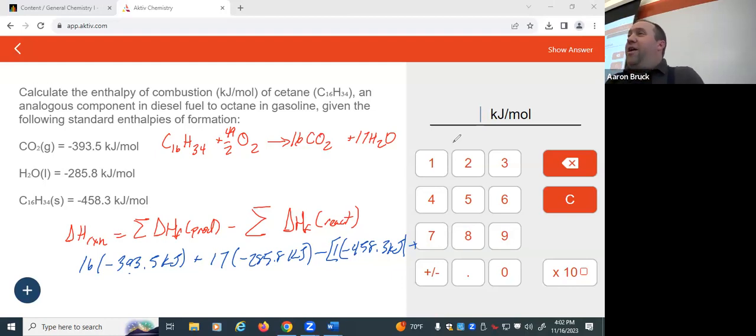Now, when do we see non-zero values? When we see elements that aren't in their normal states of matter. So if I was looking at oxygen in the liquid phase, that's going to have a heat of formation because it's going to require some energy output to liquefy that oxygen. If I have carbon in the diamond phase, it's going to require some energy input to make that carbon not graphite. But otherwise, you would expect it to be 0.